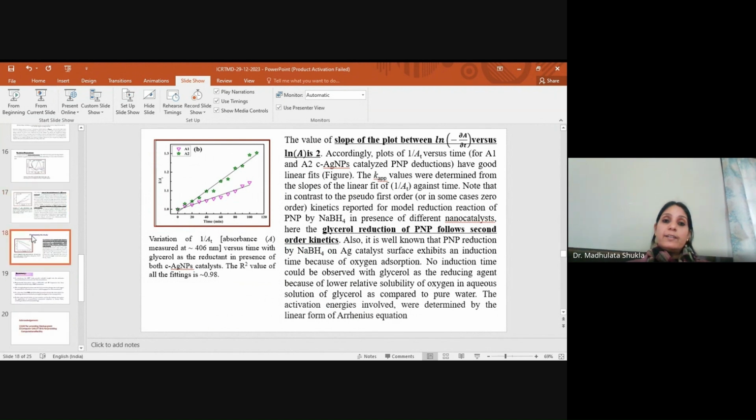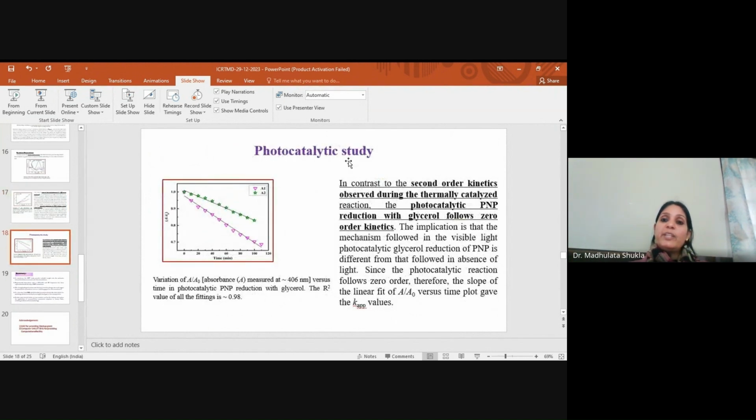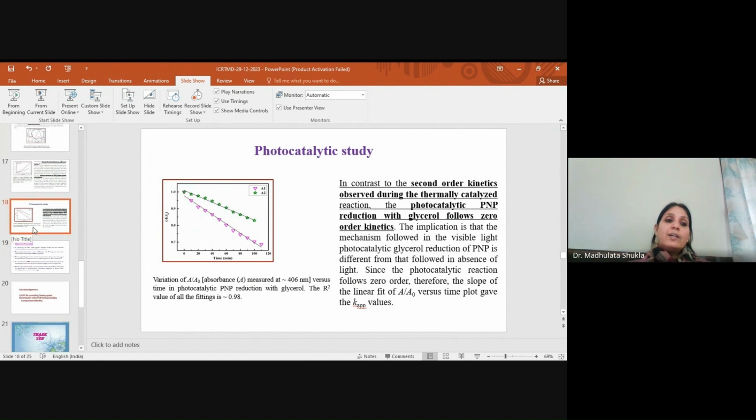But when we are doing the same reaction photocatalytically, it follows zero order kinetics here. So it is of great importance that there is a huge difference when we try to do the different reactions using the thermal or the photocatalytic route. Their behaviors are very different.